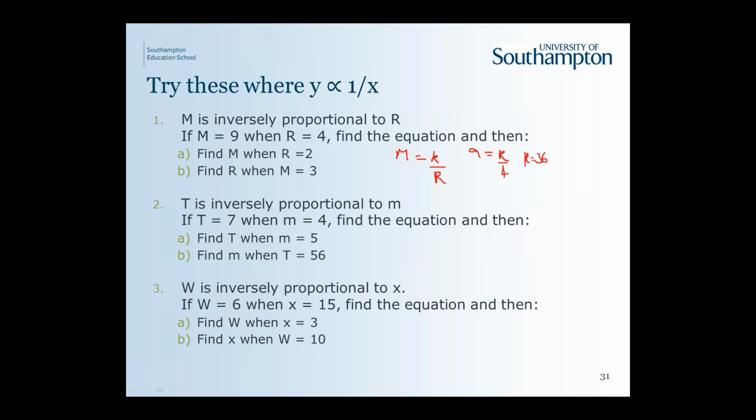So this is the unknown. Something divided by 4 is 9. Well, that must be 36 divided by 4.